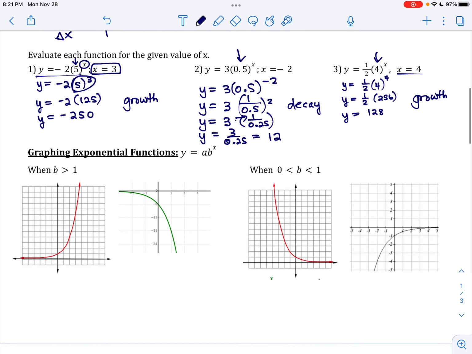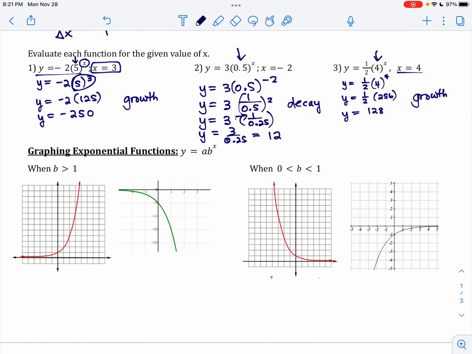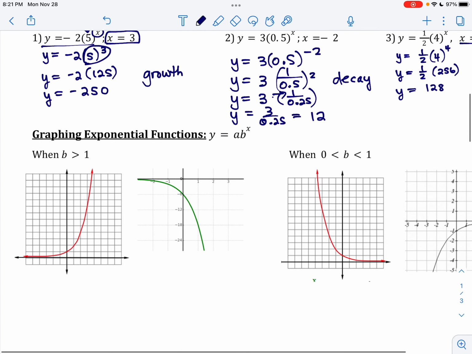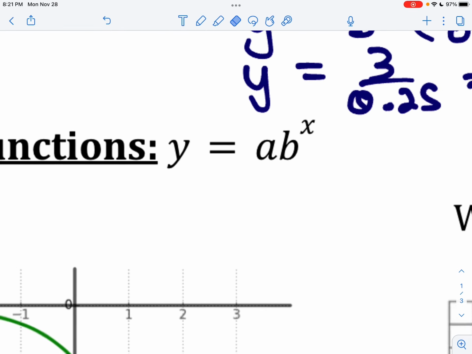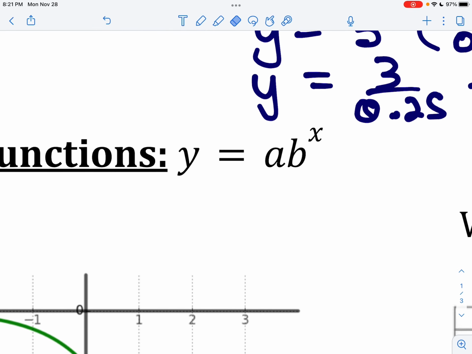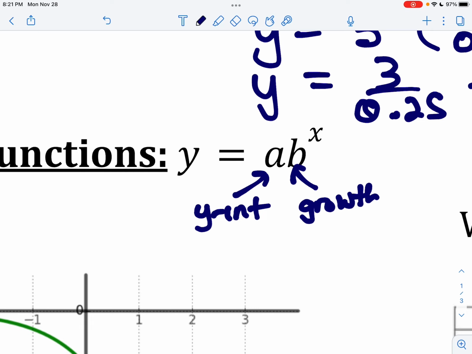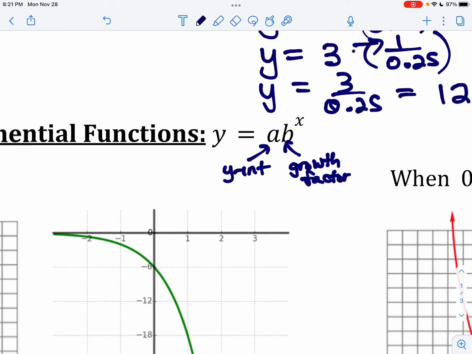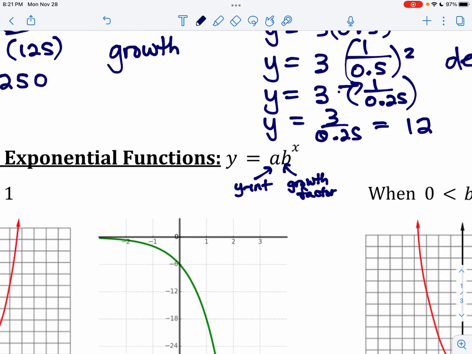All right, so now we're going to get down to the bottom where I told you we would talk about all of this again. Here is your function. This is your parent function, y equals a times b to the x. We know a is the y-intercept. Remember, that's the y-intercept. B is your growth factor, and that determines if it's exponential growth or decay.